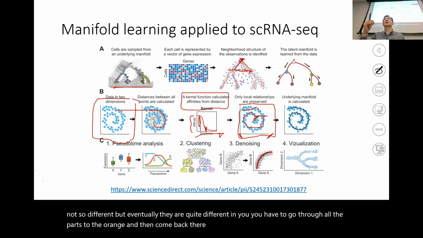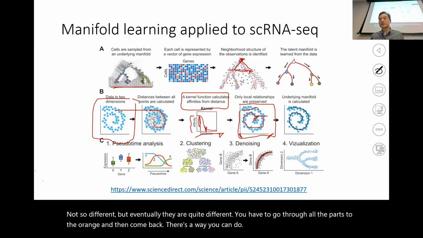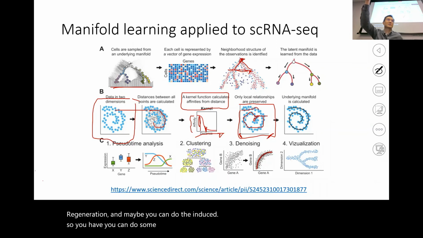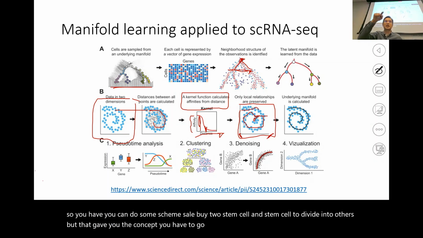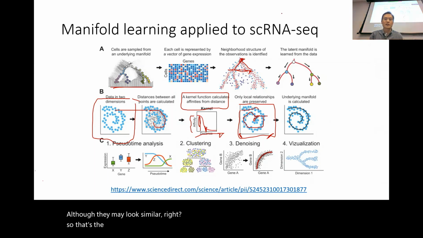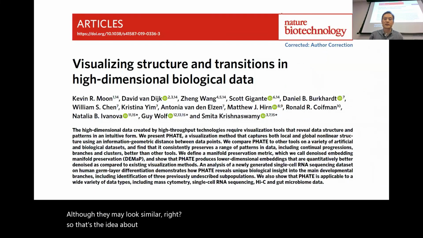There's a way you can do regeneration, and maybe you can do the induced pluripotency. So you have iPSC, you can induce some skin cell back to stem cell and stem cell to divide into others. But that gave you the concept you have to go through, not just jump from one cell type to another, although they may look similar, right? So that's the idea about those manifold learning. And the paper is published in Nature Biotechnology.